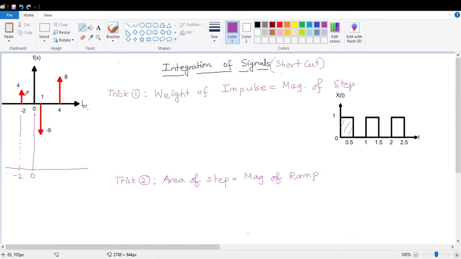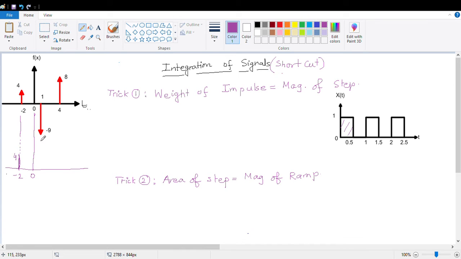Here we have the weight of the impulse. So if I integrate, I will get the magnitude of the step. So what will be the magnitude of this step? This will be 4 u(t). If I draw the magnitude from here to here, it will be just 4. Now this 4 will be continued unless there is another signal. As the step is there, it will be continued.